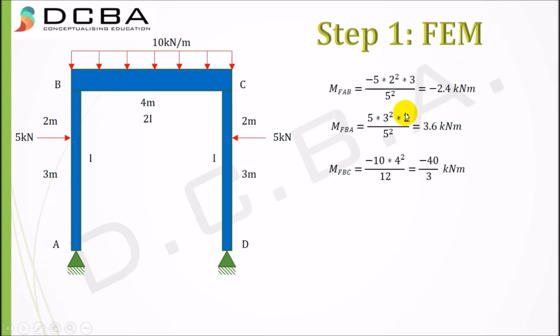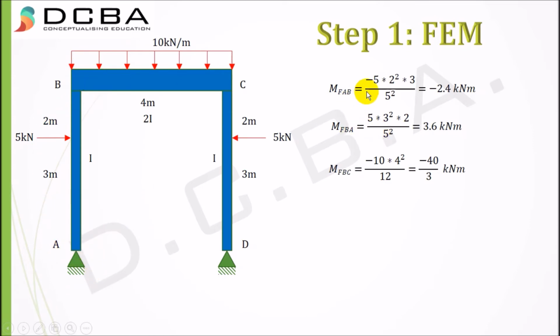Now let's start with our main topic, that is MDM in one step. Okay, so the first step in MDM is always finding fixed end moments. Here we need to find the fixed end moment only for the half of this beam, because it is symmetric, that is this half is exactly equal to the right side half. Therefore it is okay if you find the fixed end moments for only the left part of the beam, that is MFAB, MFBA and MFBC.